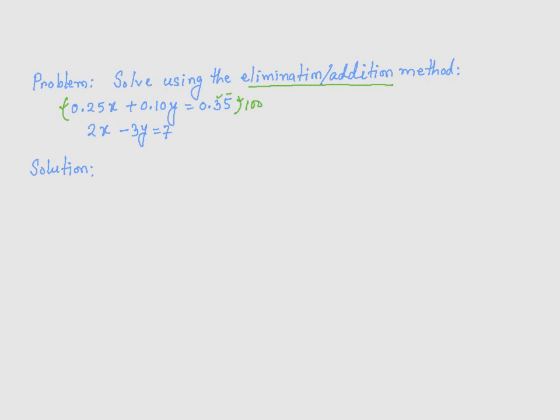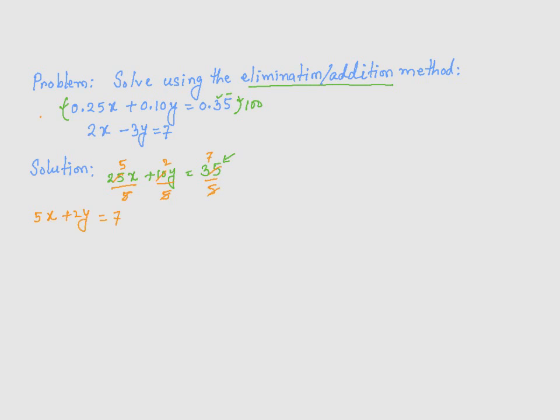So if I did that, this is what I am going to get: 25x on the left plus 10y is equal to 35. Now look, I can divide the whole equation by 5. Divided by 5 and divided by 5. If I did that, 5 goes into 25 5 times, so it's going to be 5x. 5 goes into 10 twice, so it's going to be 2y is equal to 5 goes into 35 7 times, 7.